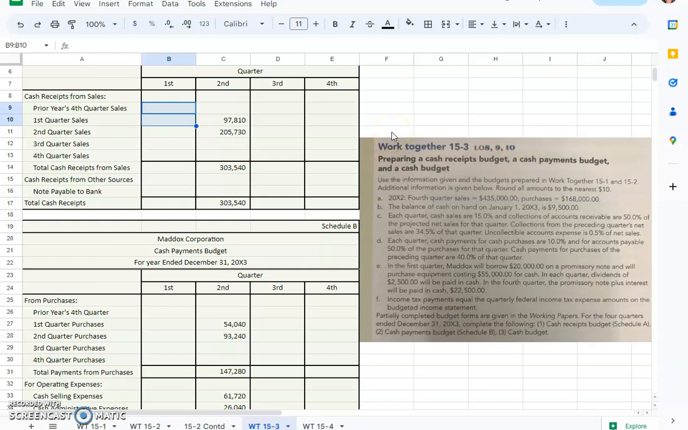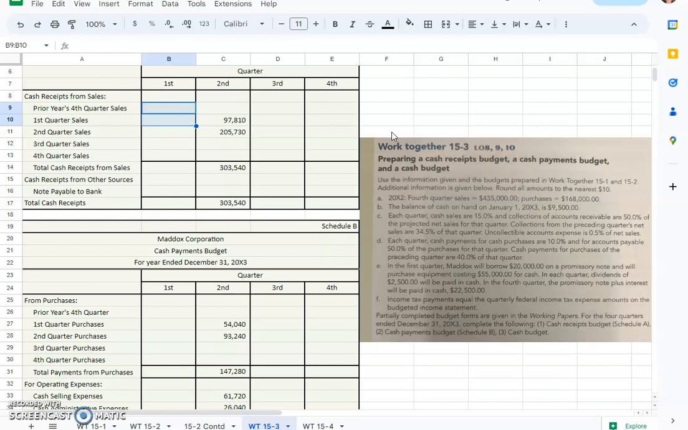In this video, I'll be going through Work Together, Problem 15-3, preparing a cash receipts, cash payments, and cash budget. This is from page 451 of your Century 21 Accounting Textbook, Advanced Edition 11, by Gilbertson Lehman. So credit to them where credit is due.